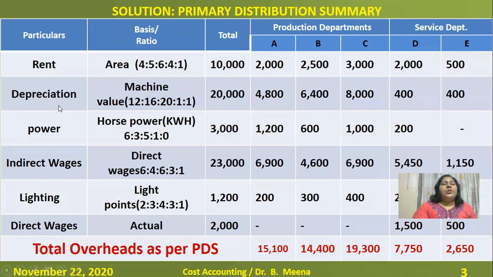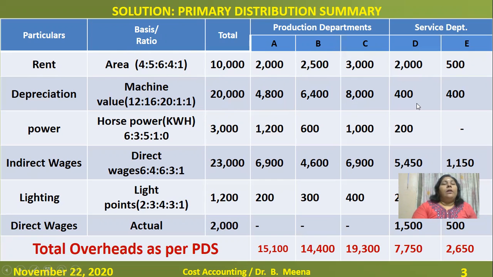So depreciation, I can write the basis as machine value. So the simplified ratio is 12 is to 16 is to 20 is to 1 is to 1. Out of 20,000, what is the ratio we'll get? You can add all these amounts: 12 plus 16, 28, 28 plus 20, 48, 48, 49, 50. So 12 by 50 for A, 16 by 50 for B, 20 by 50 for C, 1 by 50 for D and E. Out of 20,000 you will get these values.